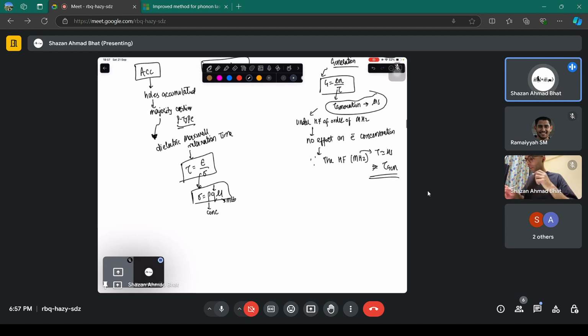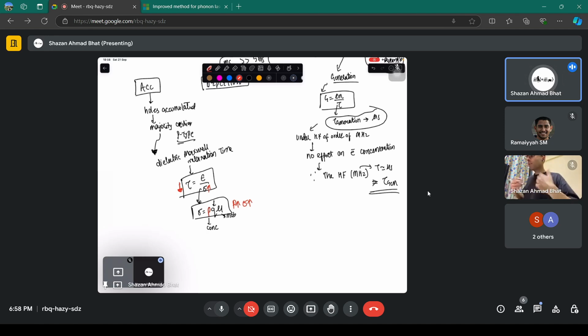And if you have free holes in the system because it's a p-type, then this p increases. p is more, so sigma is more, which means the conductivity is more. The dielectric relaxation time is then less. A smaller relaxation time means they will respond fast. Tau is of the order of 10 to the power minus 12 to 10 to the power minus 13 seconds for the majority carriers. So they will abruptly respond to the high frequency signal.